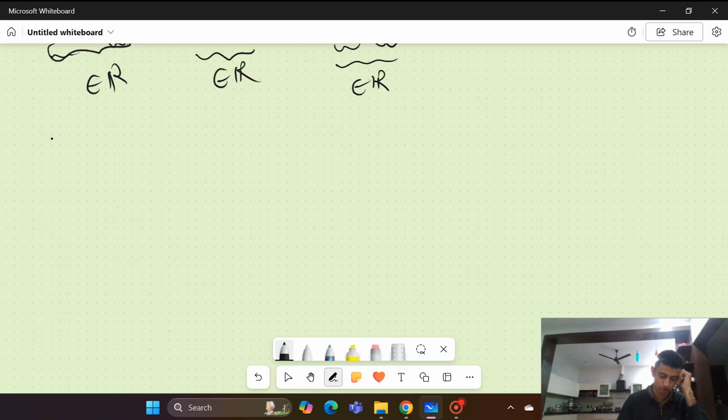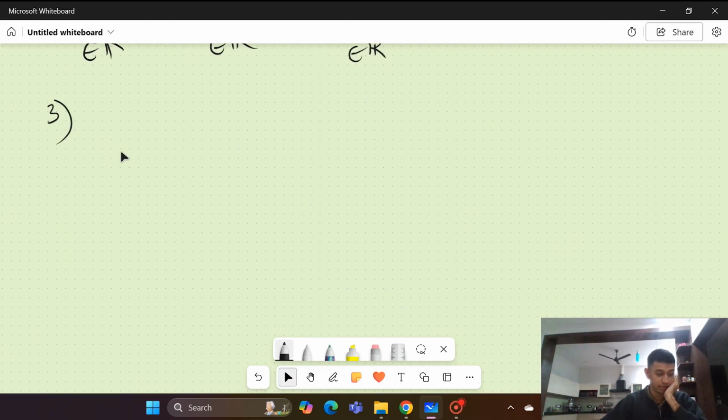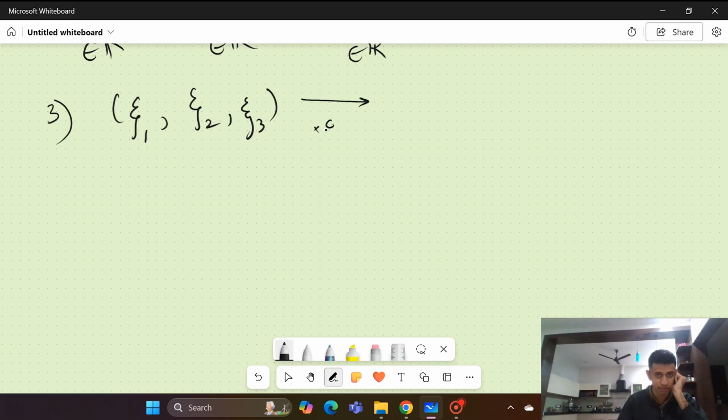Right. So let's go to part 3. And part 3, we try to multiply the scalar. So again, we assume a concrete solution G1, G2, G3, and we multiply it by C, dot product with C. That is CG1, CG2, CG3.